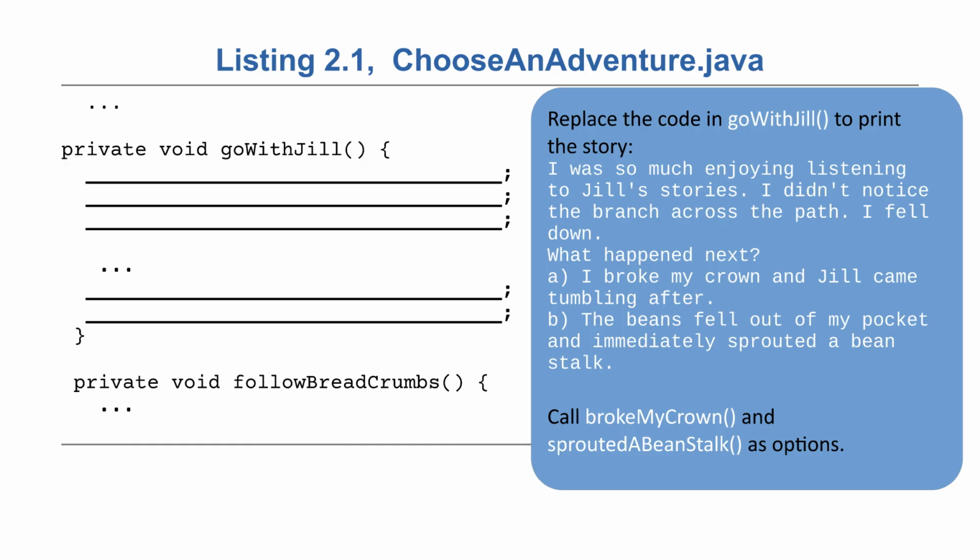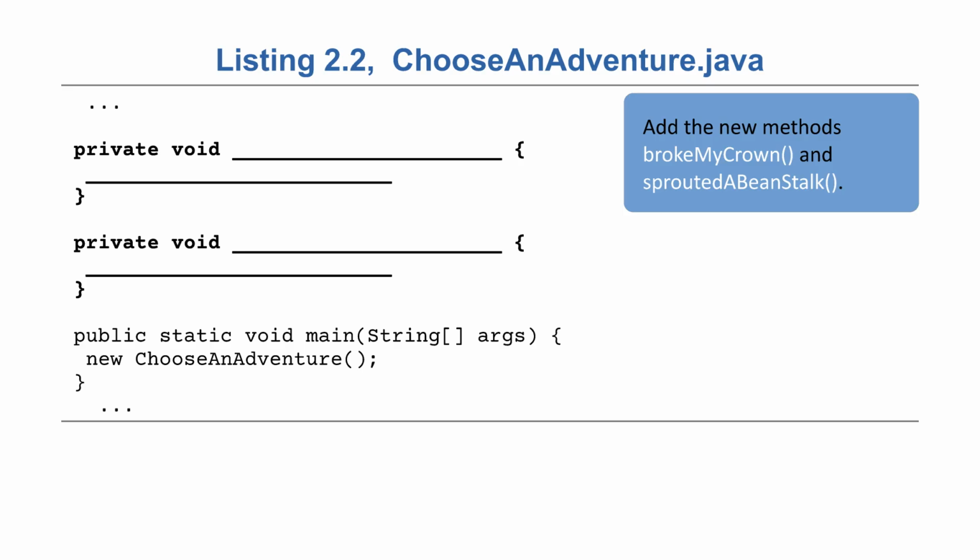Hint, don't forget to get input from the user and to use a switch block. You might want to just copy and modify code from a similar method. Call broke my crown and sprouted a beanstalk as options. Add the new methods broke my crown and sprouted a beanstalk. Hint, print messages for now.